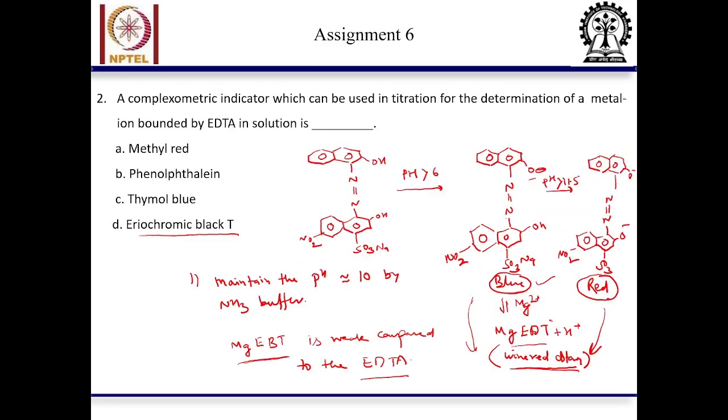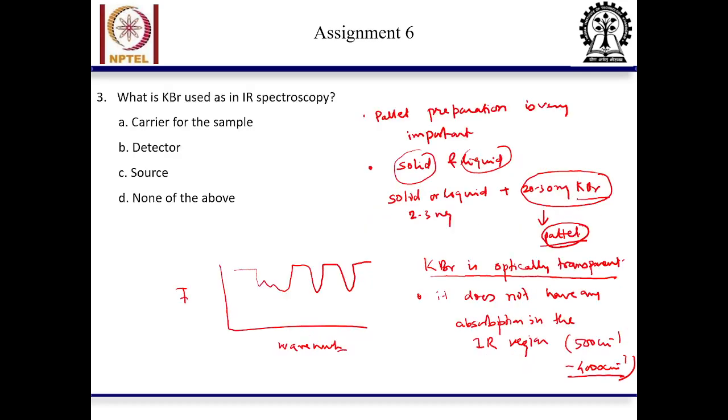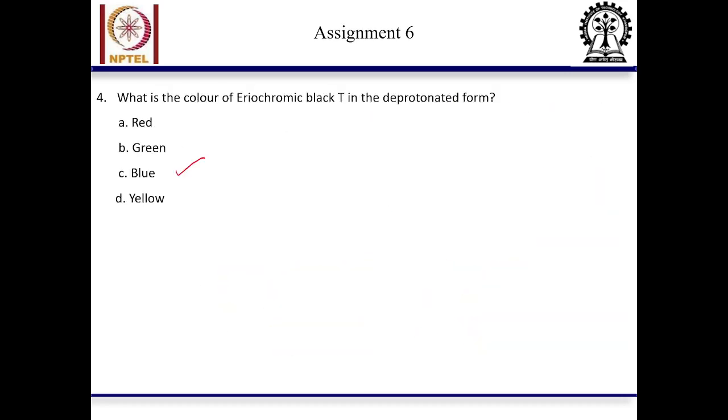We can see that this is Eriochrome Black T. If pH is greater than 6, ionization of one proton will happen. This is blue in color. Then it will form a complex with the metal ion, which gives a wine red color at the endpoint. So yeah, Sweta, I think you are following the lectures. Great. So the option is C.